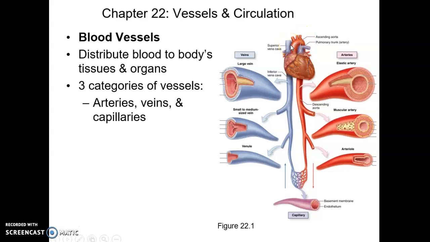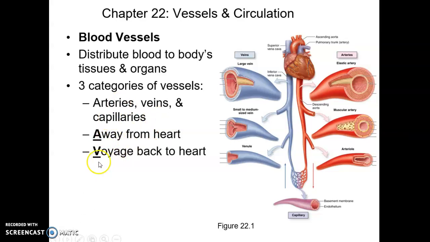In terms of the other circuits or circulations, the systemic and the pulmonary, the arteries are always carrying blood away from the heart, and veins are always carrying blood to the heart. And then capillaries, which are throughout the body, are the smallest blood vessels where exchange of materials is occurring. So artery, A, away; veins, V, blood on its voyage back to the heart.